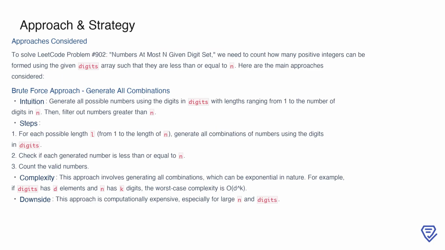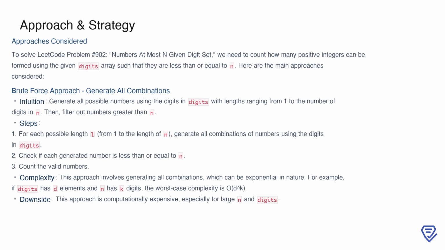To solve this problem, we need to determine how many positive integers can be formed using the provided digits array such that they are less than or equal to a given number n. One approach to consider is the brute force method, where we generate all possible numbers using the digits in the digits array, for lengths ranging from 1 to the number of digits in n. After generating these combinations, we filter out the numbers that exceed n and then count the remaining valid numbers.